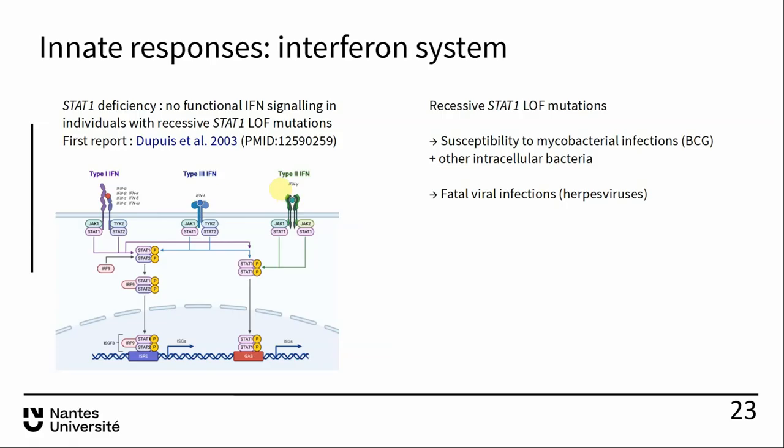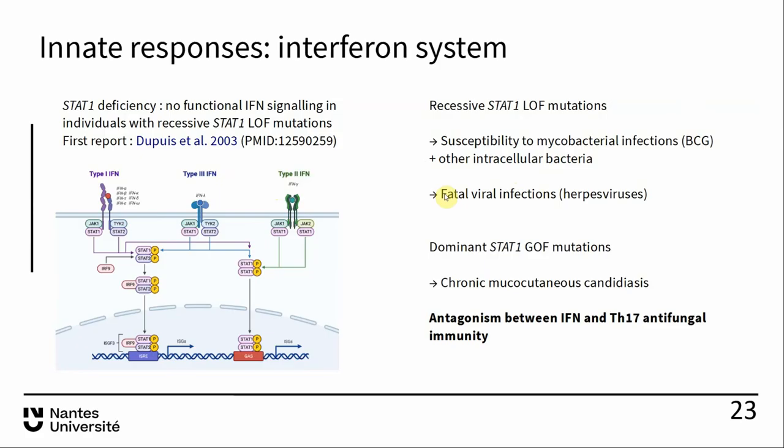Interferon gamma probably is the most important one here for mycobacterial infections. And type 1 interferons, maybe type 3, probably most important for the viral infections.